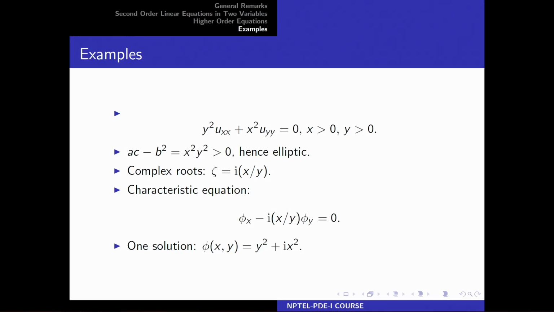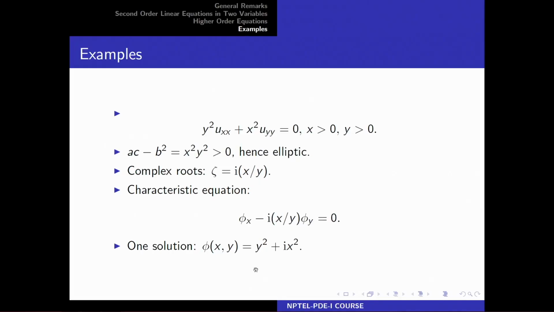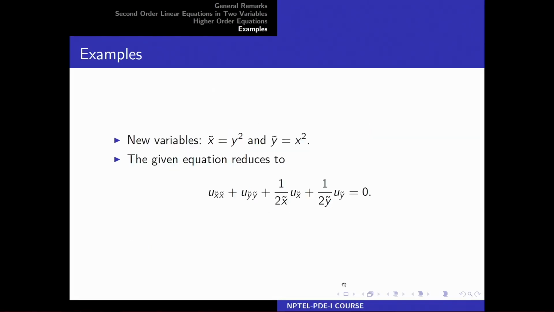It is sufficient to find one solution in a given situation, and one solution here is y square plus I x square. Okay. So, you can easily see that it satisfies this equation, and now our new variables will be the real part and imaginary part of this solution. So, the real part is y square and the imaginary part is x square, and that is what we use.